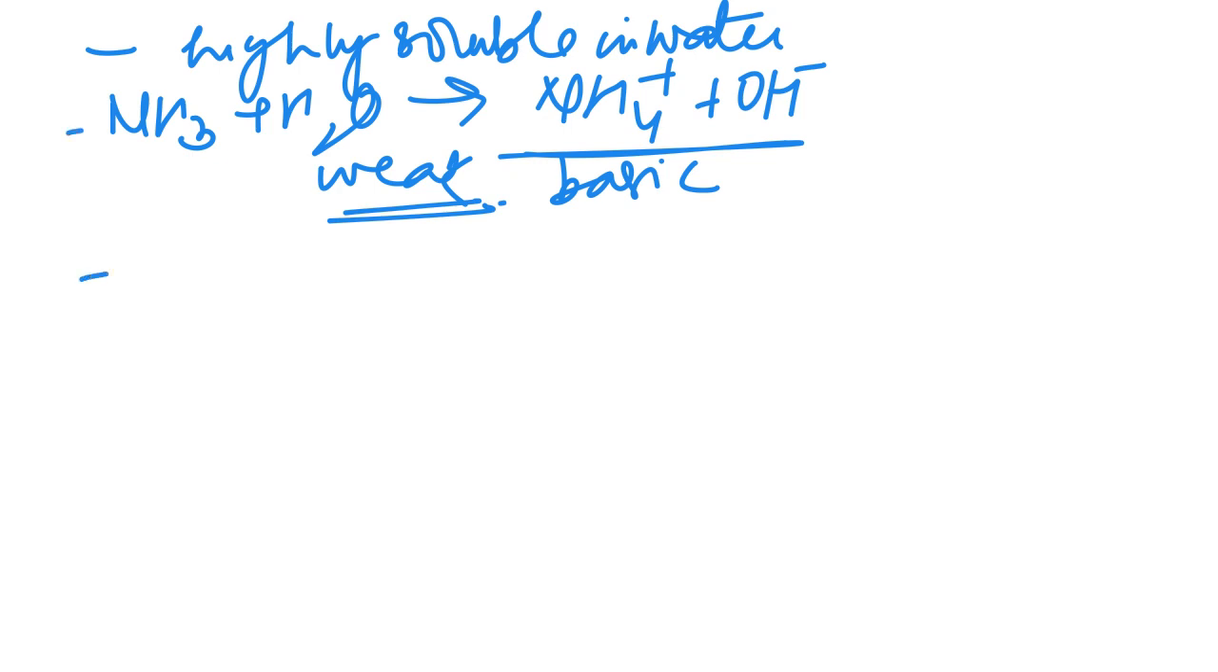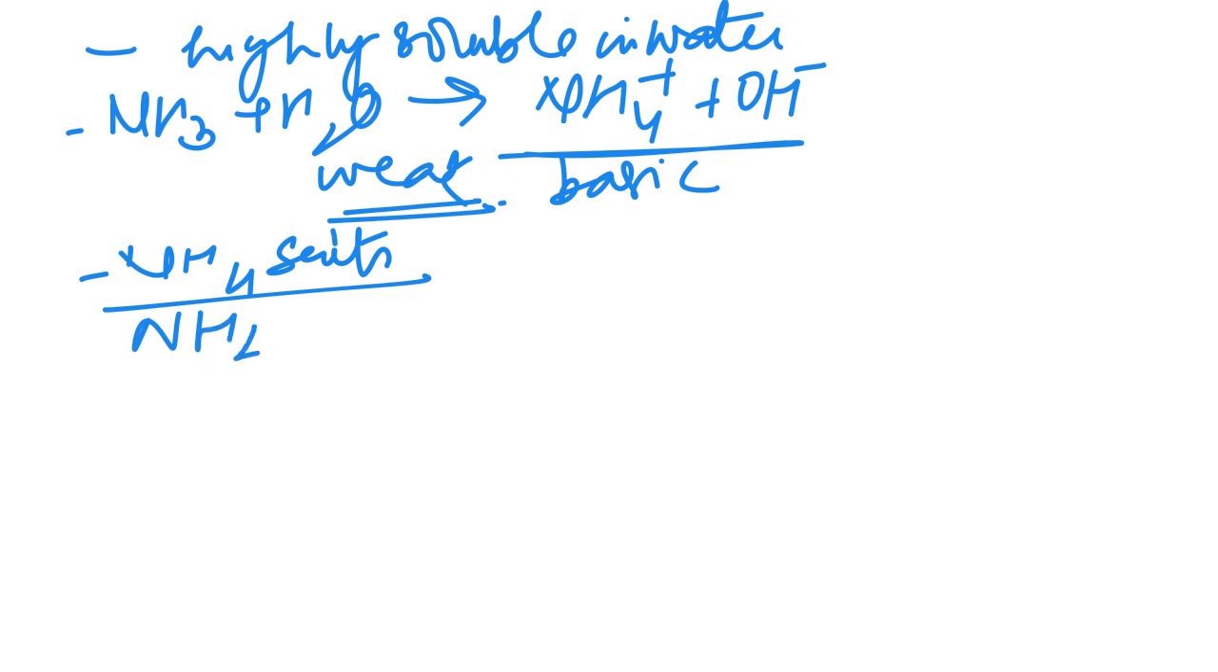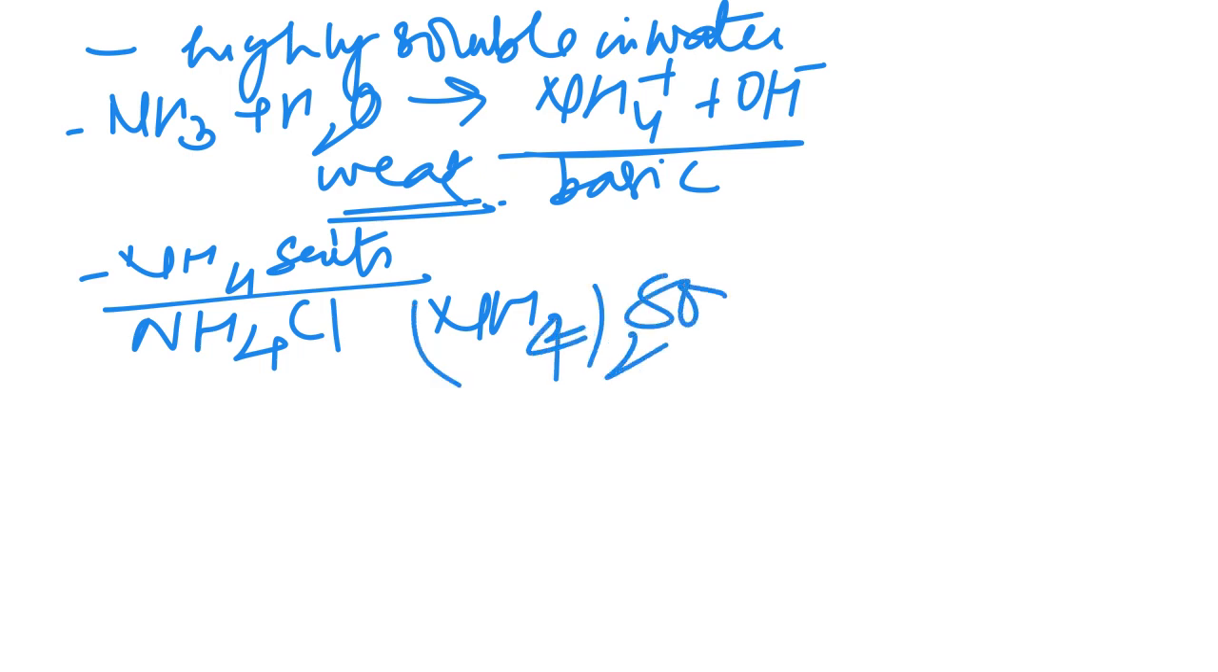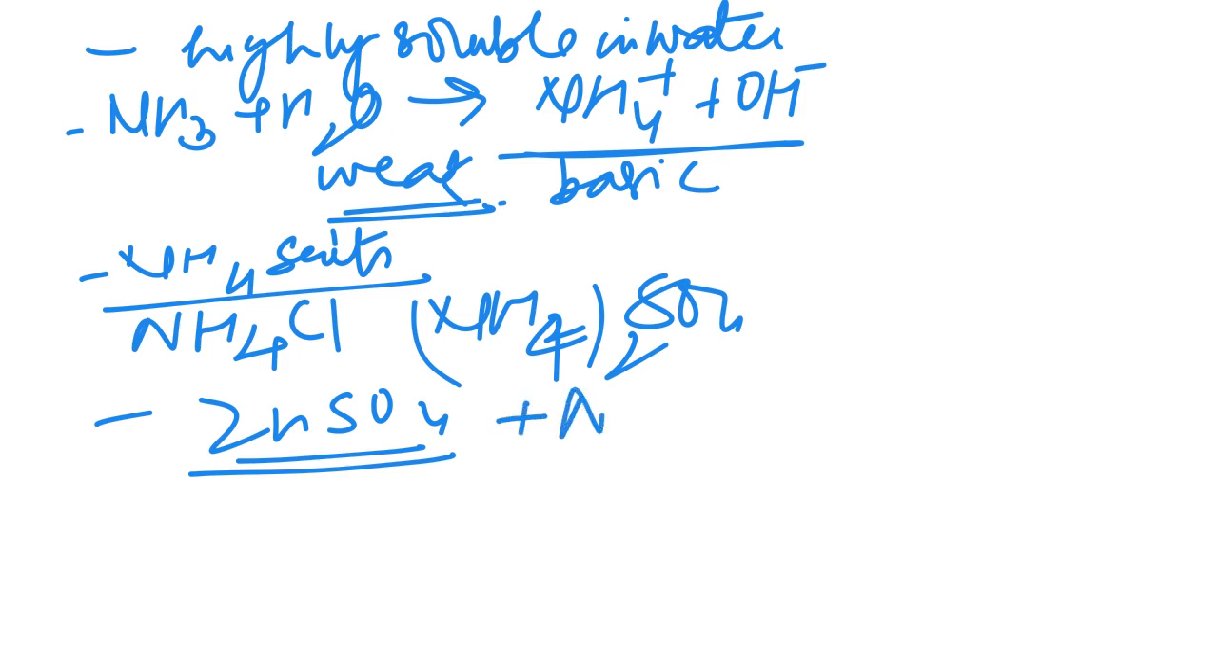Then it can form ammonium salts when it reacts with acid. For example, if it reacts with HCl, it will form NH4Cl. If it reacts with sulfuric acid, then ammonium sulfate will be formed. Then it can precipitate many metal salts as their hydroxides, you know.